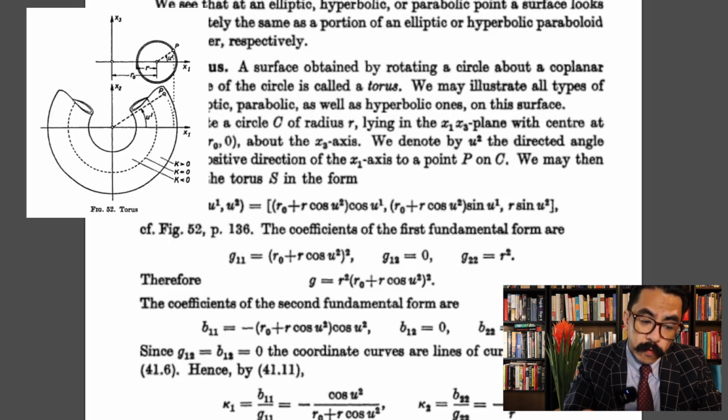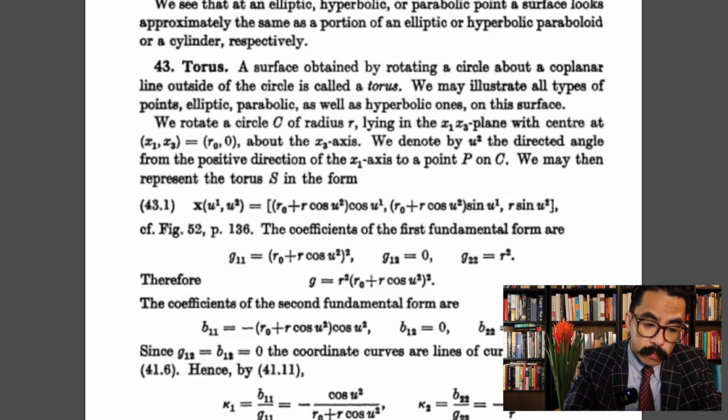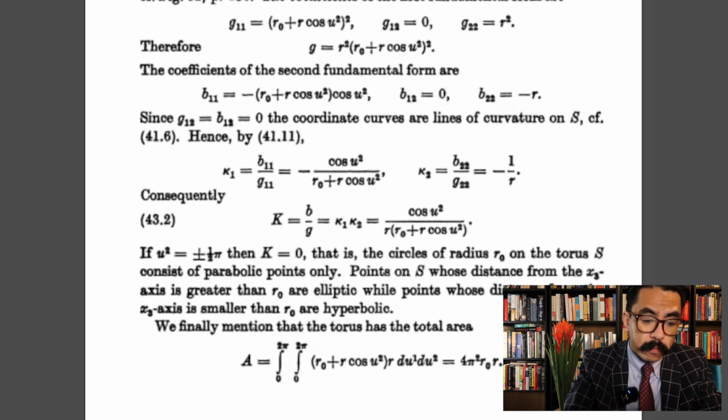The coefficients of the first fundamental form are g11 equal to (r0 + r cos u2) squared, g12 equal to 0, and g22 equal to r squared. Therefore, the discriminant of the first fundamental form g is equal to r squared times (r0 + r cos u2) squared. The coefficients of the second fundamental form are b11 equals negative (r0 + r cos u2) times cos u2, b12 equals 0, and b22 equals negative r.